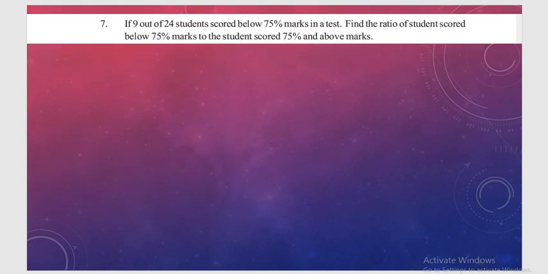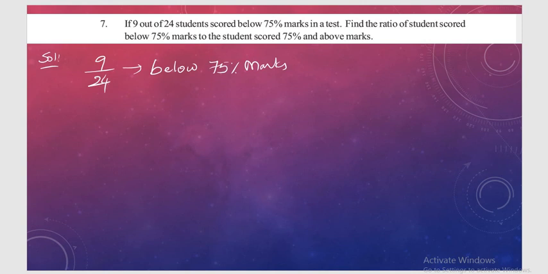Next, moving on to one more question. Here, how many students are there? 9 out of 24 students scored below 75% marks in a test. So 9 out of 24 scored below 75% marks. Next, find the ratio of students who scored below 75% to the students who scored 75% and above.